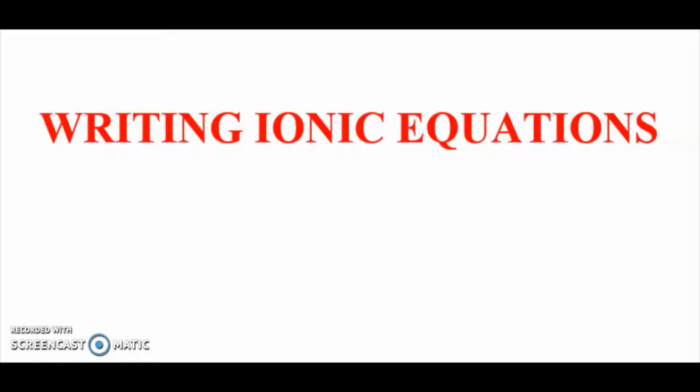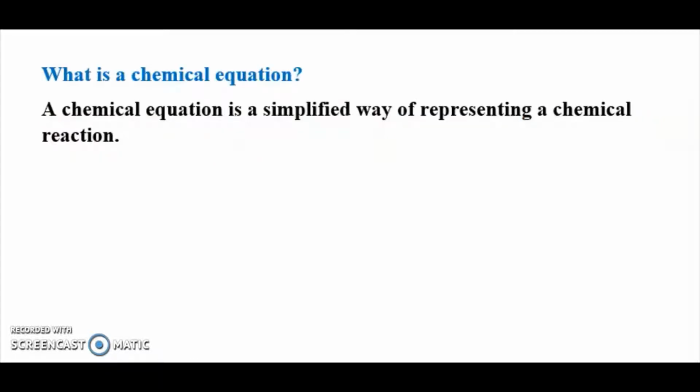So today we shall be learning how to write ionic equations in chemistry. To begin with, what is a chemical equation? A chemical equation is a simplified way of representing a chemical reaction.